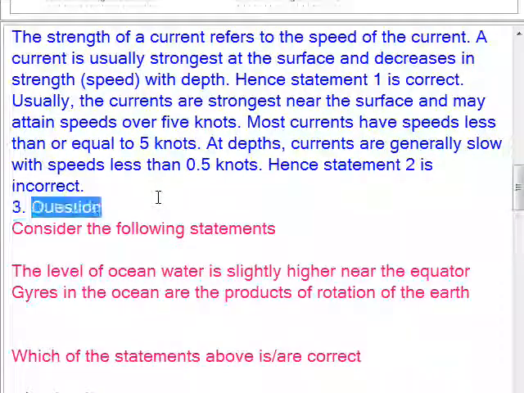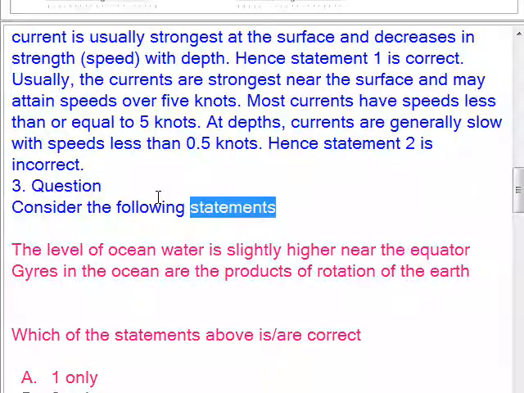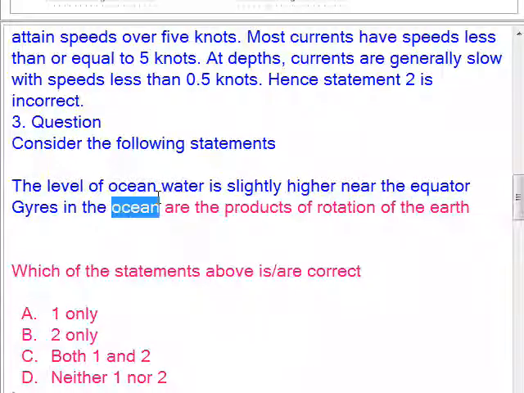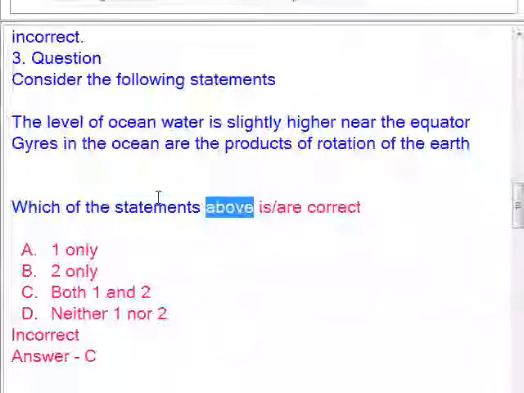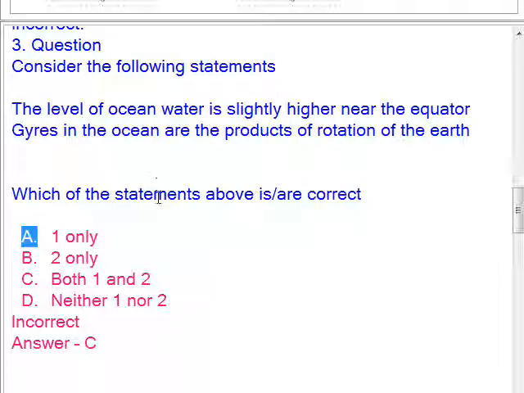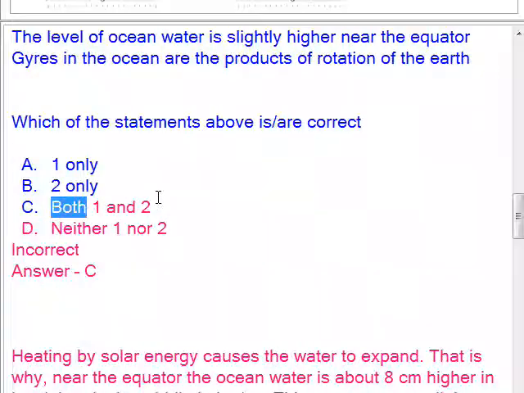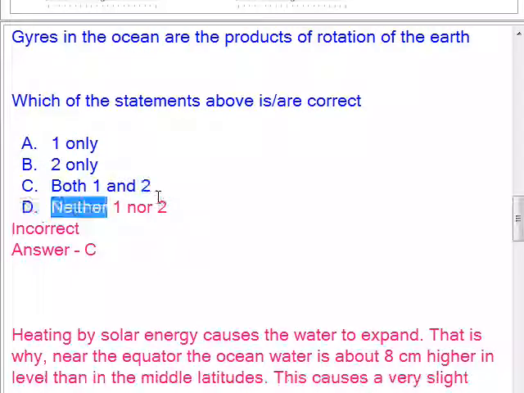3. Question: consider the following statements. 1. The level of ocean water is slightly higher near the equator. 2. Gyres in the ocean are the products of rotation of the Earth. Which of the statements above is/are correct? A, 1 only. B, 2 only. C, both 1 and 2. D, neither 1 nor 2.